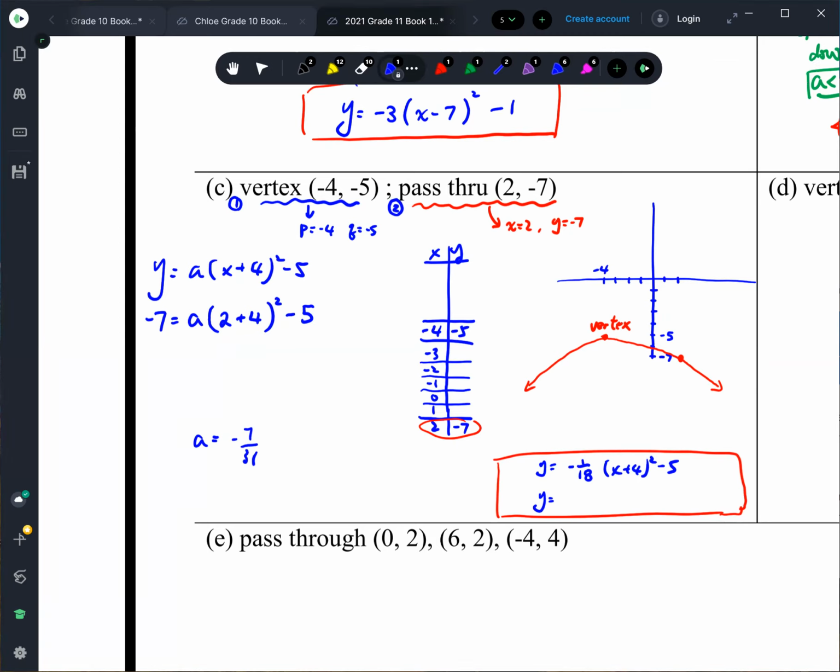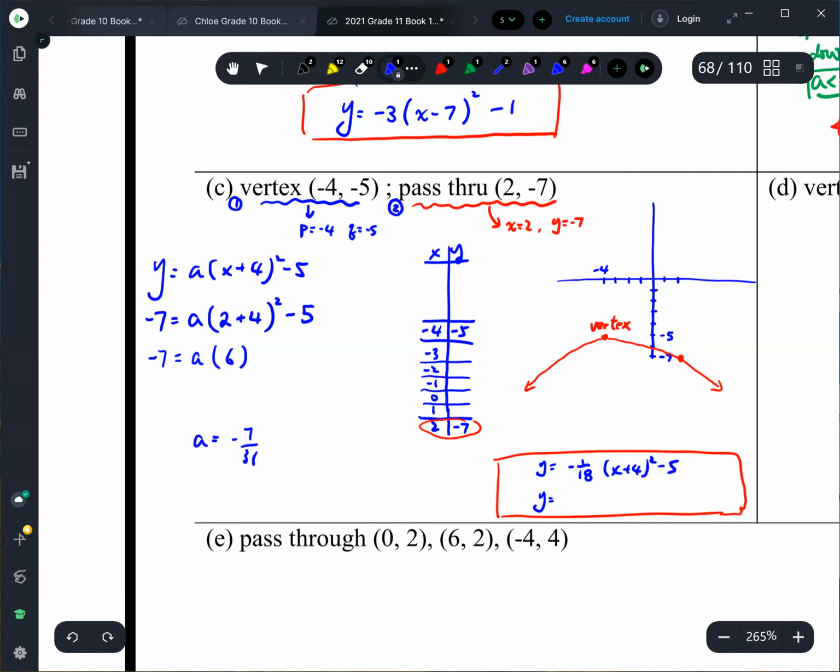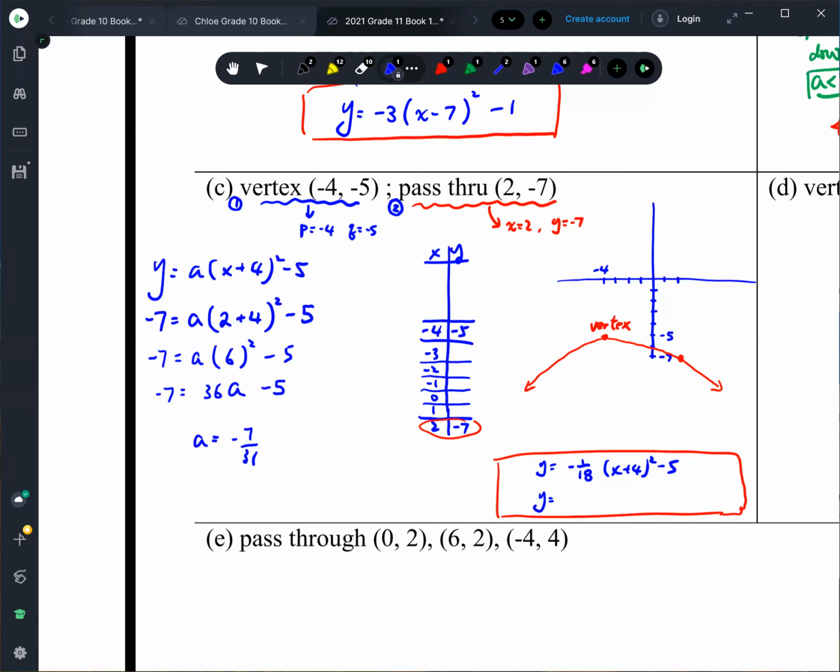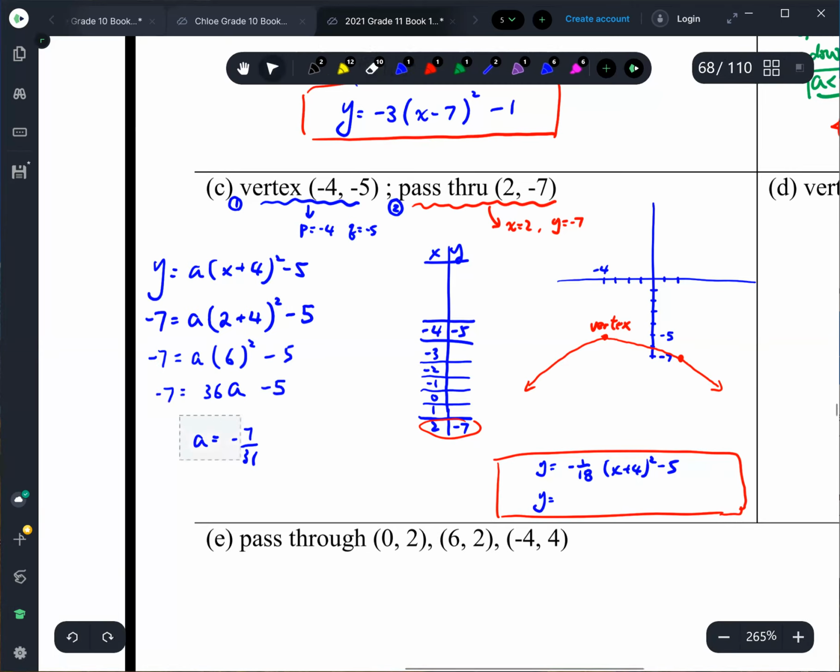Okay, let's simplify a little bit first, okay? So bracket first, right? So -7, I'll keep it there. Bracket, so 2 plus 4, that will be 6, right? So bracket first and then exponent. So we need to square. 6 squared is 36. So 36 times A minus 5. And then now we need to isolate A.